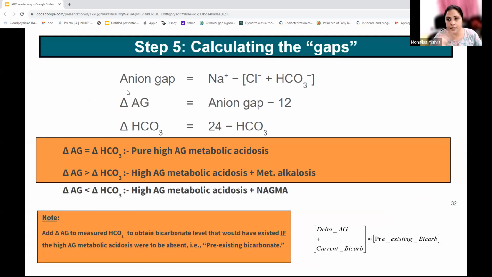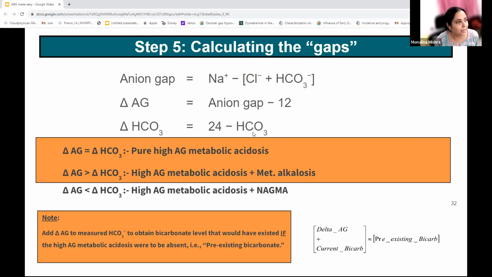After that, now the last step of ABG, after that we'll go to the examples. So after calculating the anion gap, what are the other gaps? After that, you calculate the delta anion gap. Delta anion gap means anion gap minus 12. And you calculate the delta bicarb also.